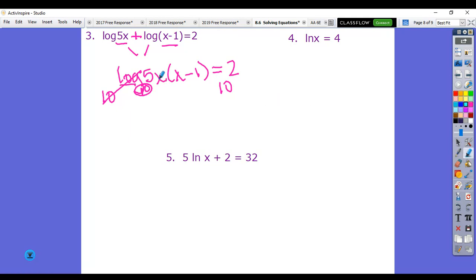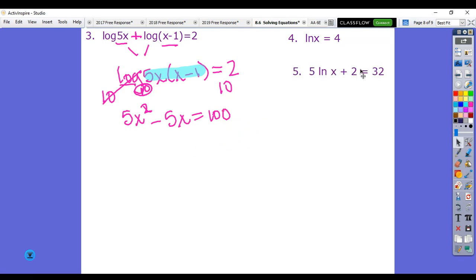I'm going to go ahead and distribute and multiply these together. 5x squared minus 5x equals, remember this is 10 to the power of 2, 100. Okay, so what type of equation are we left with? This isn't a linear equation. If you've got an exponent of 2, this is a quadratic equation. So I always need to get quadratic equations equal to 0. So I'm going to subtract 100.